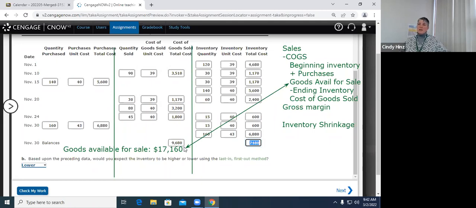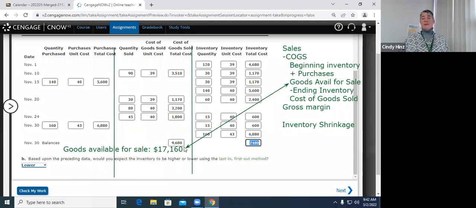How about on the balance sheet? Inventory is an asset on the balance sheet. Do we look better if we have more assets or less? More, right? We'd rather have more stuff, right? We'd rather show that our company has a bigger value.